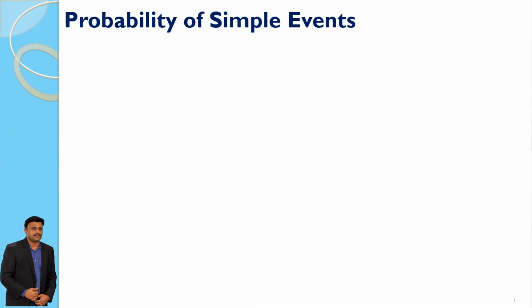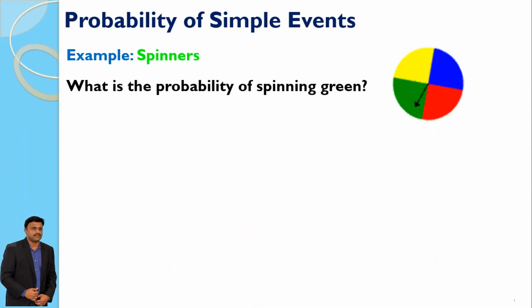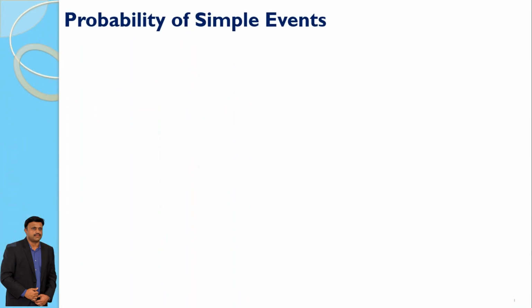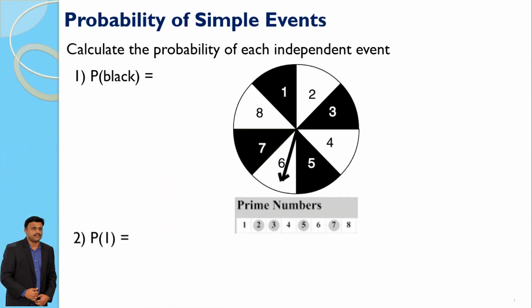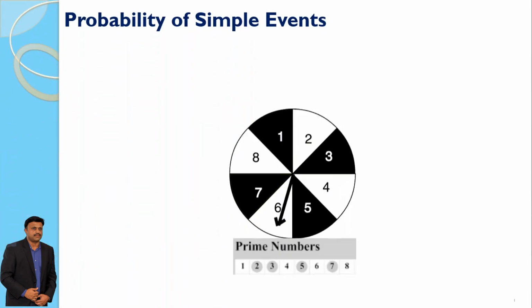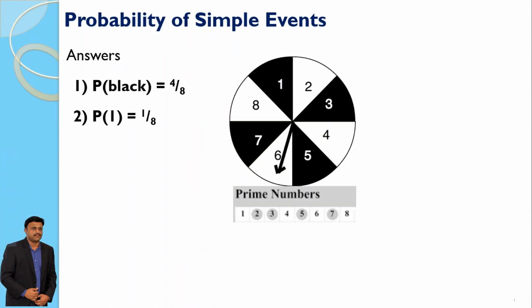To find the probability of spinning green, divide the number of favorable outcomes by the number of possible outcomes. The probability is 1 out of 4, or 25%. Calculate the probability of each independent event: black, 1, odd, and prime. Use the given spinner and prime number list to determine each probability. Here are the answers. The probability of black is 4/8, 1 is 1/8, odd is 1/2, and prime is 1/2. These calculations help us understand the likelihood of each event.